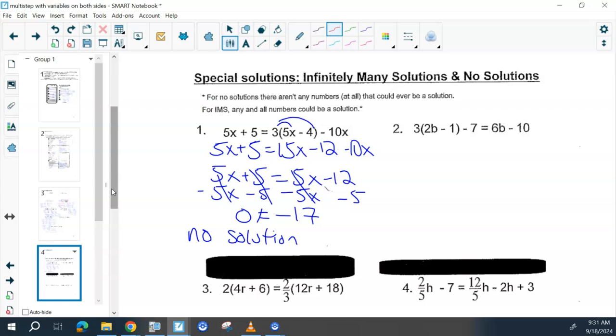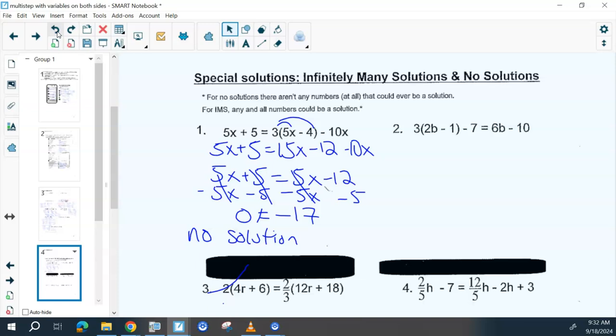So if you were checking this answer algebraically, you can put in whatever number you want, but no number would ever work. I could put in 1, 10, 100, a million, all of the numbers in between, nothing would ever work. And I'll show you what that looks like in a minute. Now you could get no solution by accident, so be careful. Questions on that?